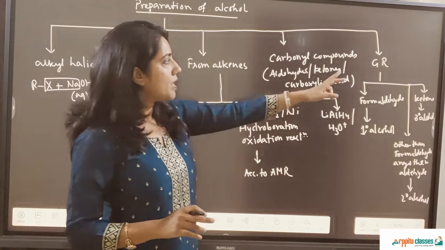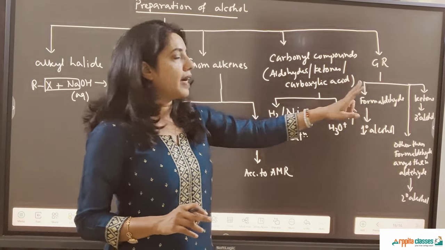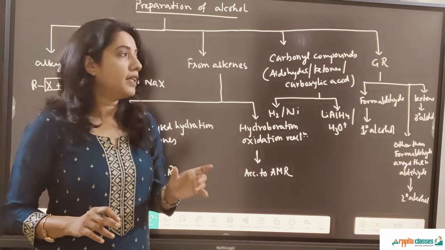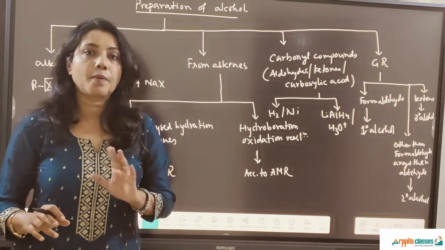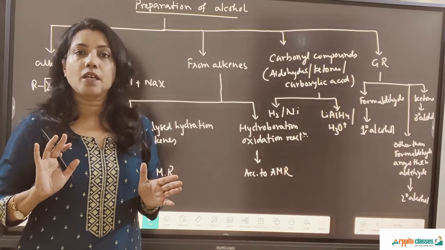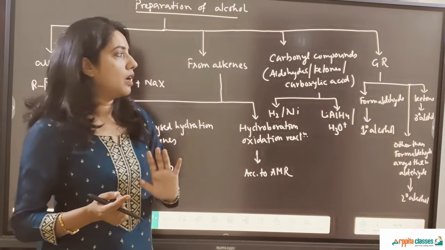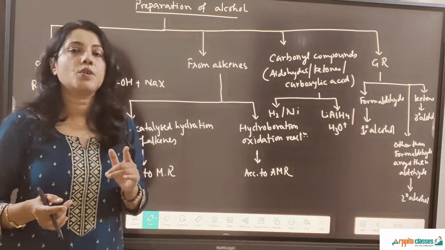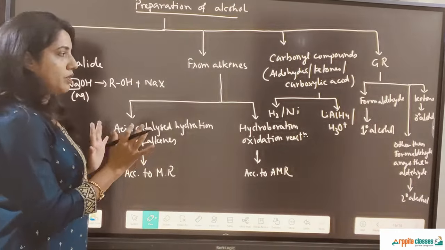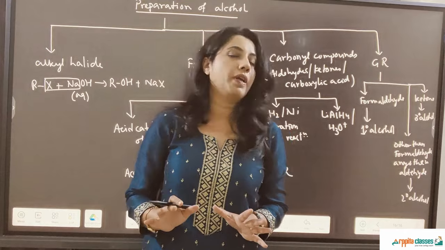The last one is with Grignard reagent, and when Grignard reagent is reacting with aldehyde and ketone, if you are using formaldehyde as a substrate, then we are getting only 1 degree alcohol as a product. Other than formaldehyde, all other aldehydes will be reacting with Grignard reagent to give you secondary alcohol as a product, and ketones will be reacting with Grignard reagent to give you tertiary alcohol as a product. So this is the whole summary of the preparation of alcohol. I hope everyone is clear with this topic now.